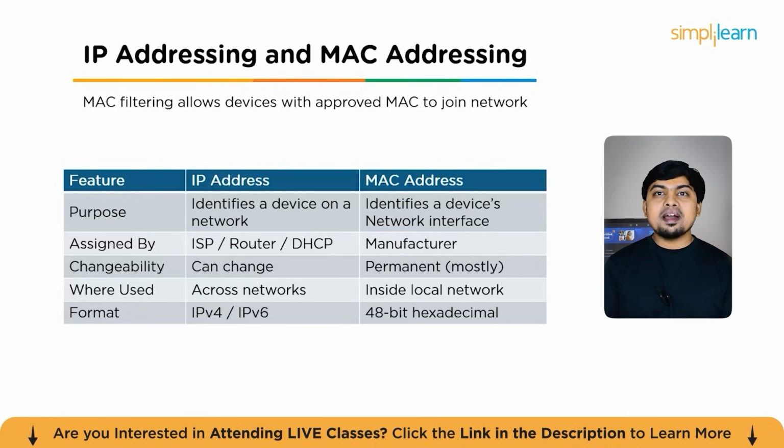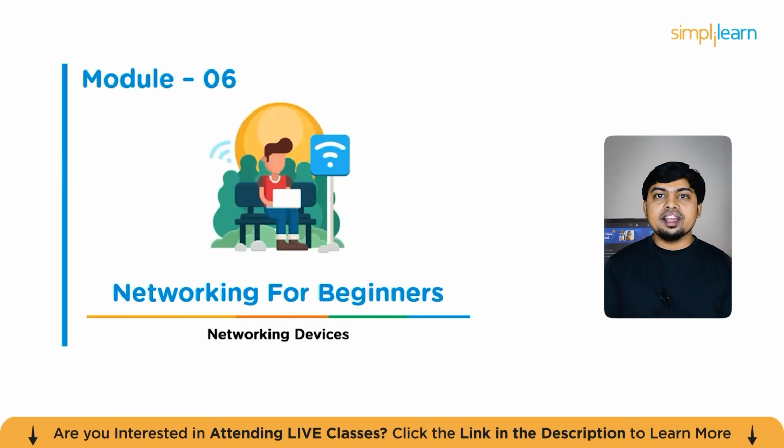Together, IP addresses and MAC addresses form a dual identification system that ensures data reaches the right device both globally and locally. To summarize, IP addressing gives devices a global identity, while MAC addressing gives them a local hardware identity. Both systems work together to make modern networking scalable, organized, and secure. In the next module, we will explore subnetting and how networks are efficiently divided, a crucial skill for both network engineers and system administrators.